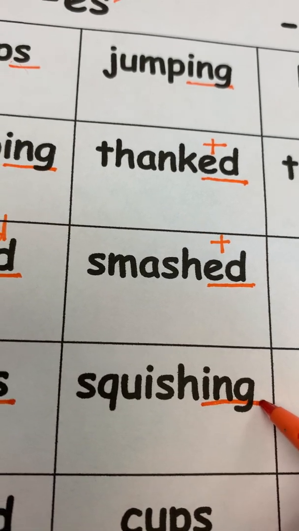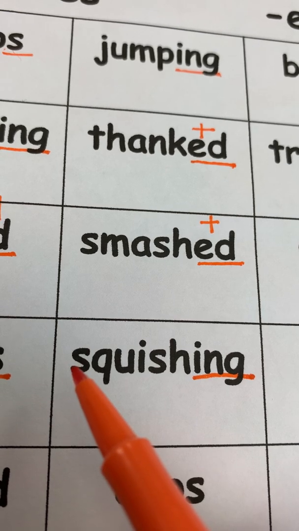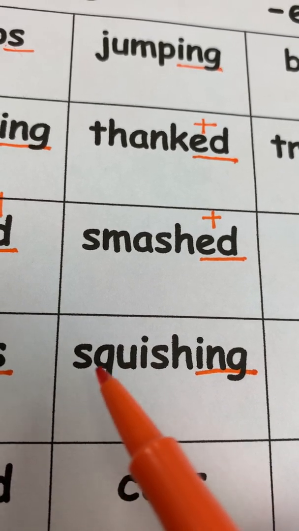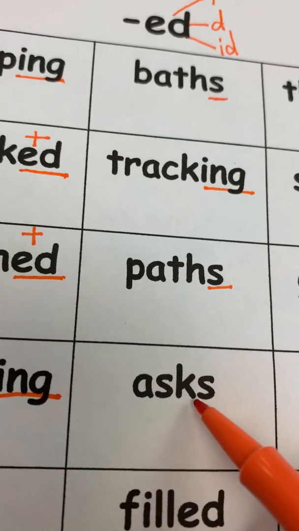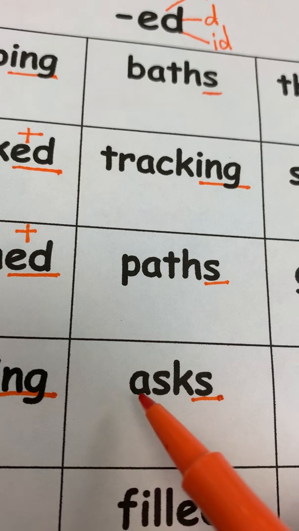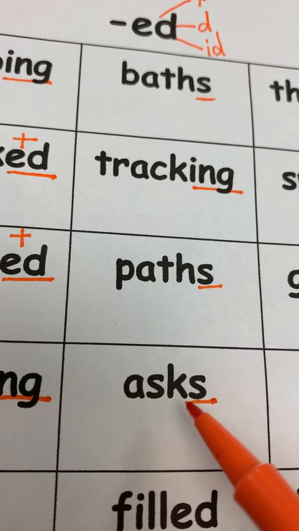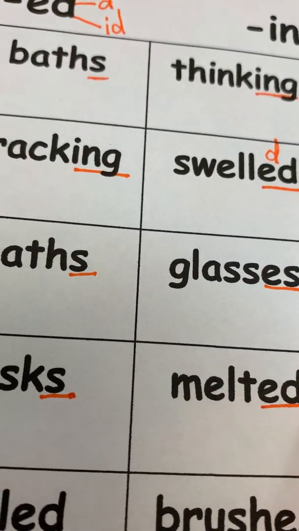Underline the ing suffix. Ooh, there's a QU in there. Here we go. Squish. There's our slide. Squish, squishing. All right, let's start from the left here. Ask, asks. That's kind of hard to say. Asks. Underline the ed.